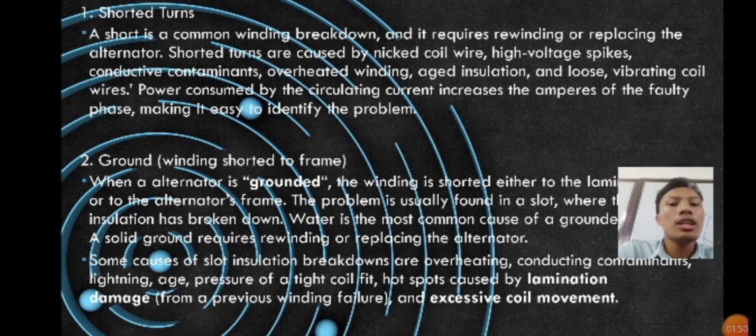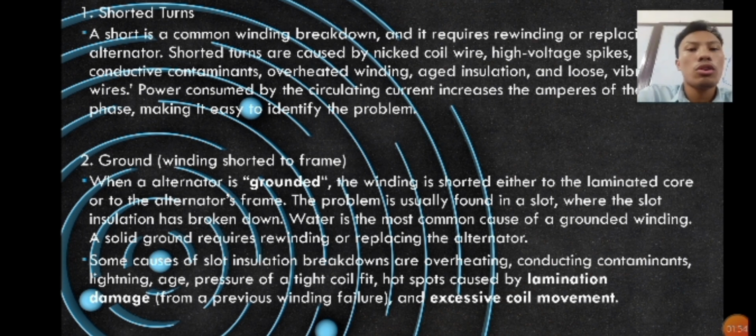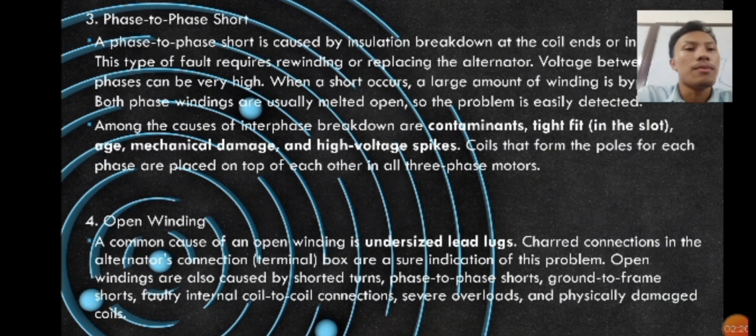Second is the ground. When an alternator is grounded, the winding is shorted either to the laminated core or to the alternator's frame. The problem is usually found in a slot where the slot insulation has broken down. Water is the most common cause of ground winding. A solid ground requires rewinding or replacing the alternator. Some causes of slot insulation breakdowns are overheating, conducting contaminants, lightning, age, pressure of a tight coil fit, hot spots caused by lamination damage, and excessive coil movement.